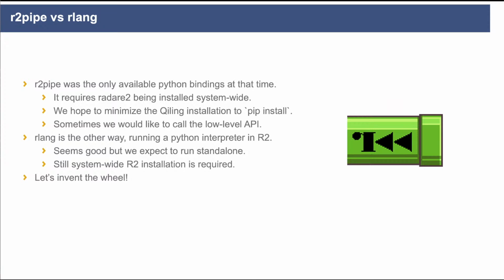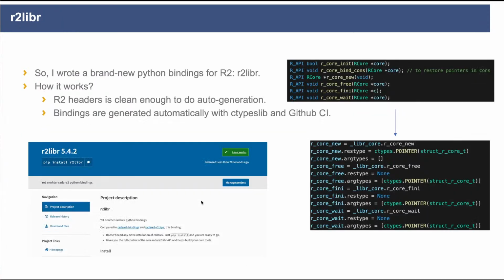r2lang is the other way. It runs a Python interpreter in R2, and it seems good, but we expect to run standalone, and a system-wide R2 installation is still required. So I decided to reinvent the wheel. I wrote a brand new Python binding for R2, called r2libr. How it works: R2 headers are clean enough to do auto generation, since almost every API is marked with R_API, and the bindings are generated automatically with ctypeslib and GitHub CI. So in this talk, I will cover the details of this part.